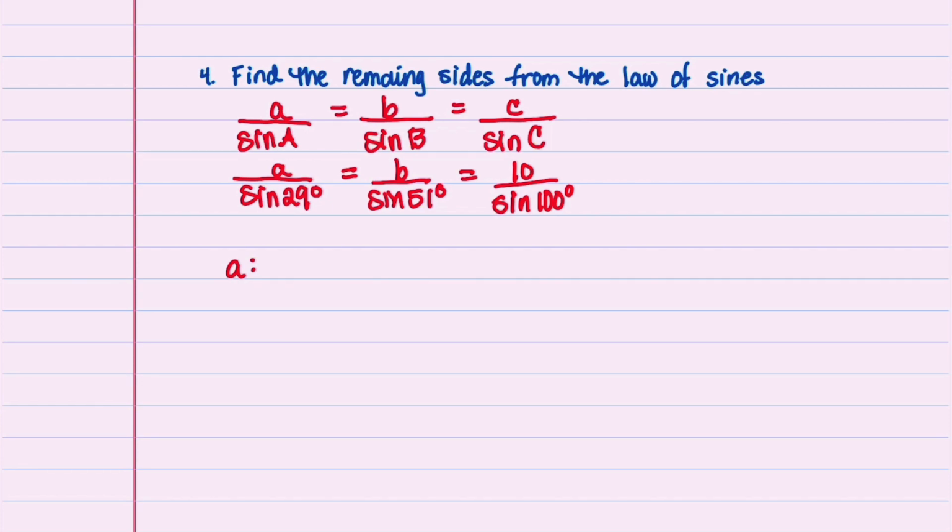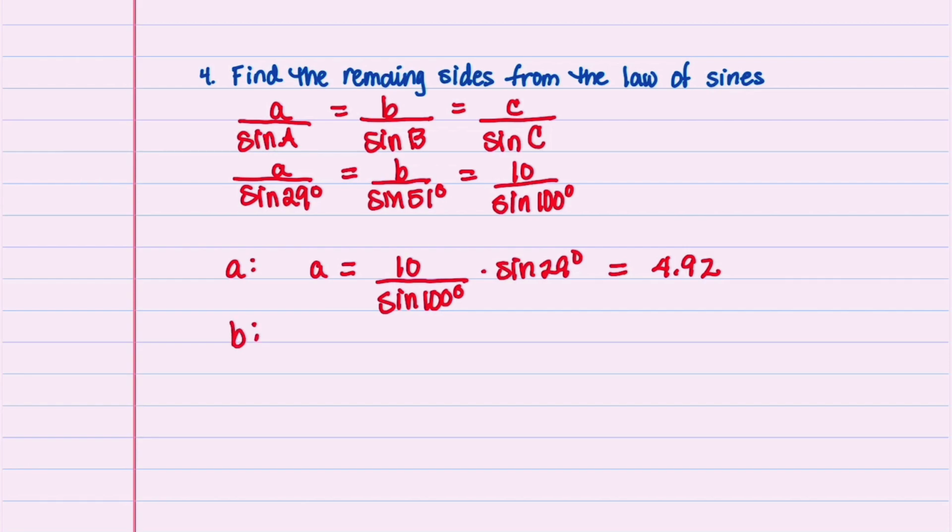I'm going to skip a step because this is very similar to what we just did in the previous example. So we can say that A, multiplying both sides of the equation by sine 29 degrees, A is equal to 10 divided by sine 100 degrees times sine 29 degrees. When you throw that into your calculator, you end up with an answer of 4.92.